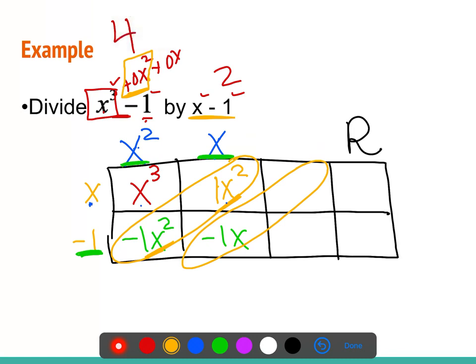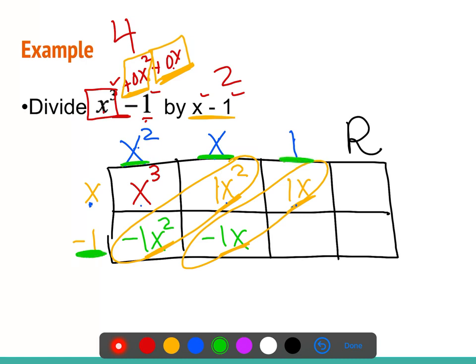Then I multiply. X times negative 1 is negative 1x. And then I figure out what's going to go in the next box. I have negative 1x's plus what? And that's going to equal 0 x's. Well, negative 1 plus what makes 0? Well, 1x. Is negative 1 plus 1 equal to 0x? Yes, it is. Now I divide.